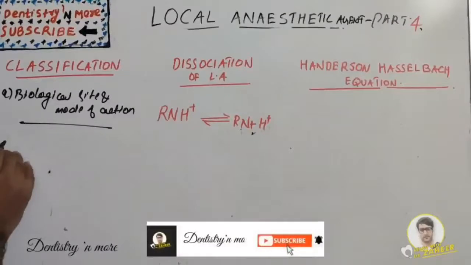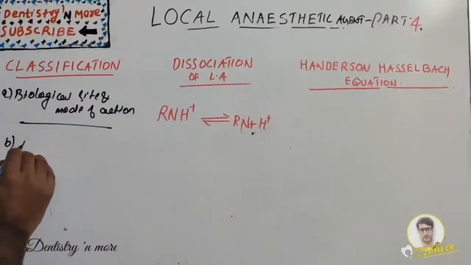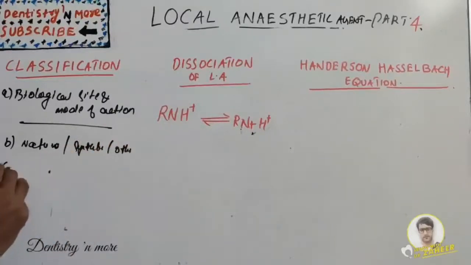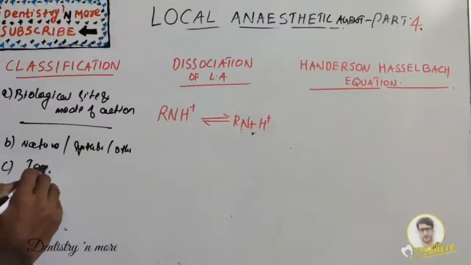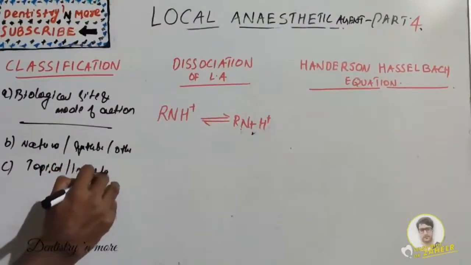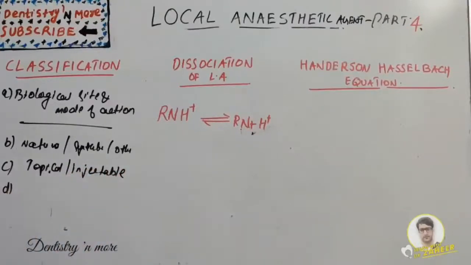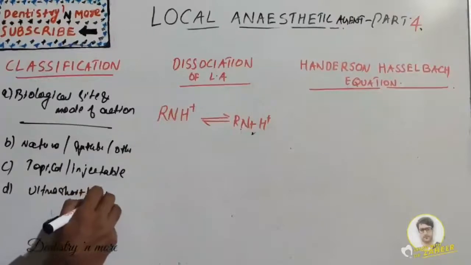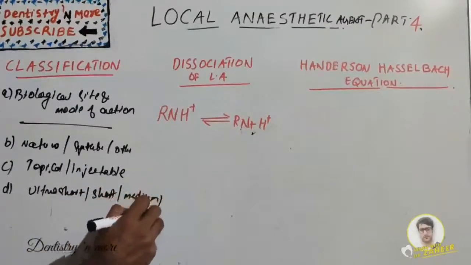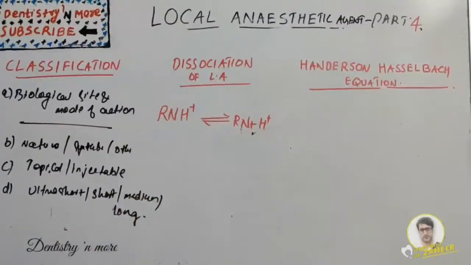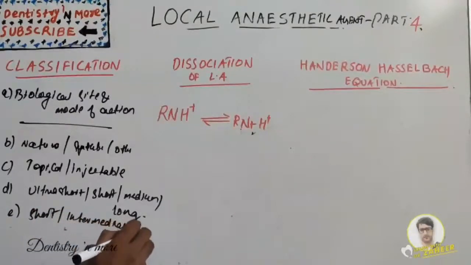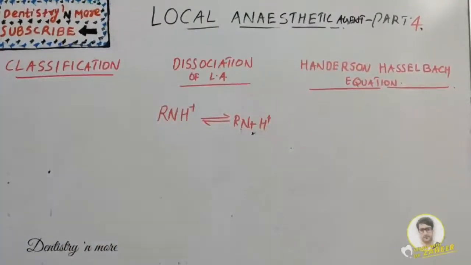Next we have classification based on the source, that is, from where it is obtained: natural, synthetic, and others. Next, based on the mode of application, it can be topical or injectable. Next, based on the duration of action: ultra short, which is a very very short duration, then short, medium, and long. Based on the onset of action: short, intermediate, and long. So that's all about classification.